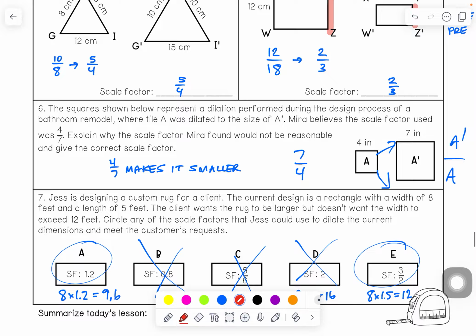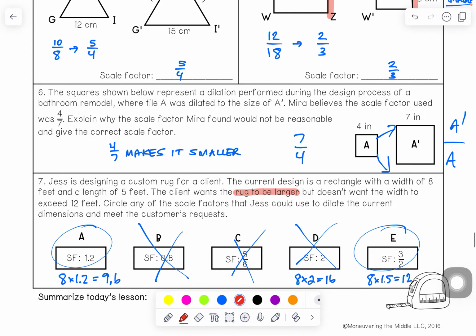Last, we have Jess designing a custom rug. There are a couple of things you've got to know here. First of all, the customer wants the rug to be larger. So right away I went through and crossed out option B and option C, because they're both numbers smaller than 1, which would make the carpet smaller.